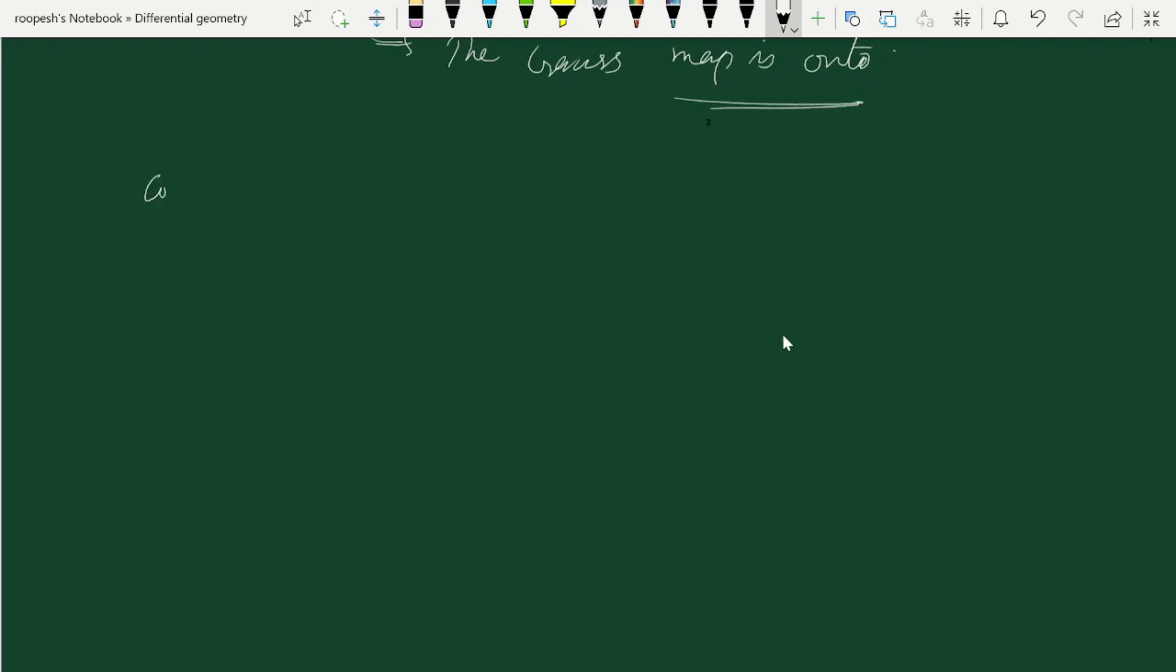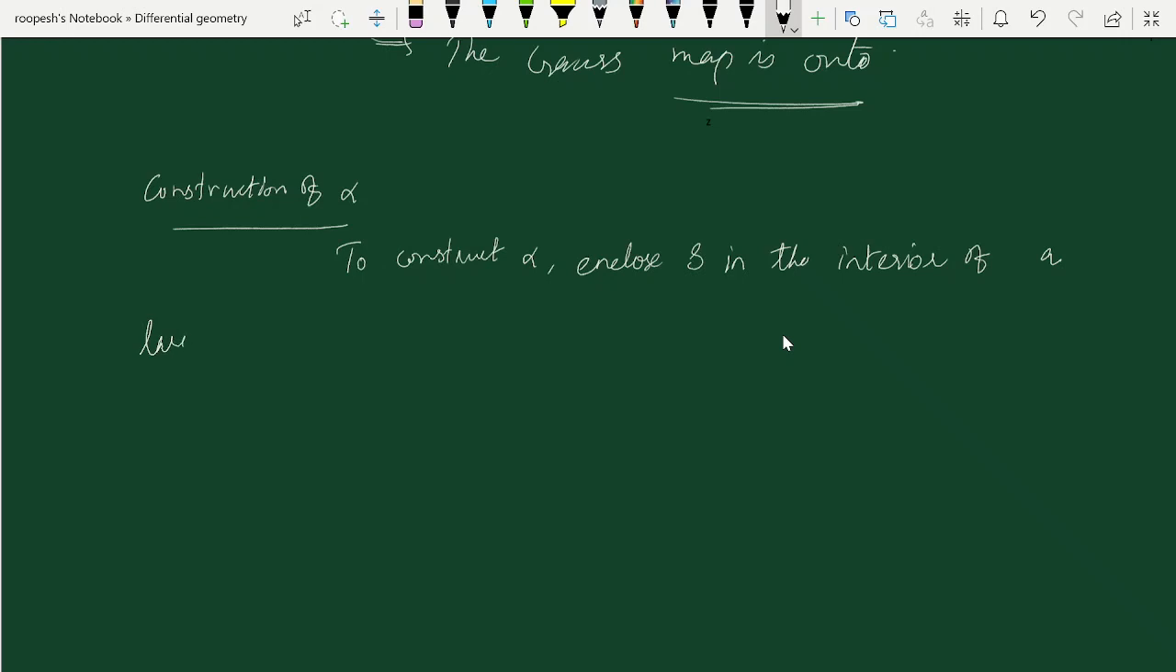So, construction of alpha. To construct alpha, enclose S in the interior of a large sphere S1. Now this is possible since it is given that S is compact.